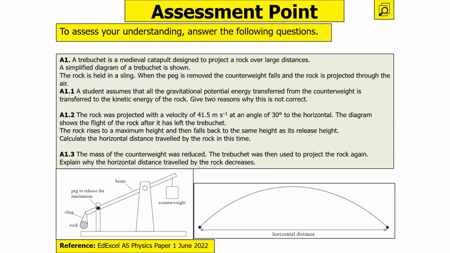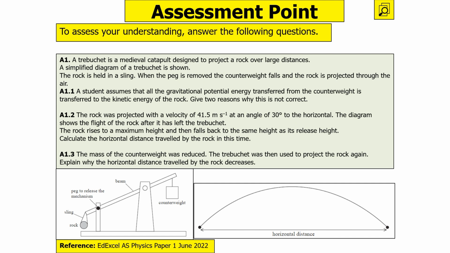A trebuchet is a medieval catapult designed to project a rock over large distances. A simplified diagram of a trebuchet is shown. The rock is held in a sling. When the peg is removed, the counterweight falls and the rock is projected through the air. A student assumes that all the gravitational potential energy transferred from the counterweight is transferred to the kinetic energy of the rock. Give 2 reasons why this is not correct.